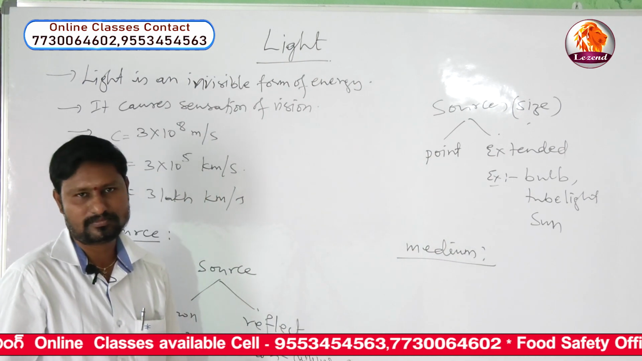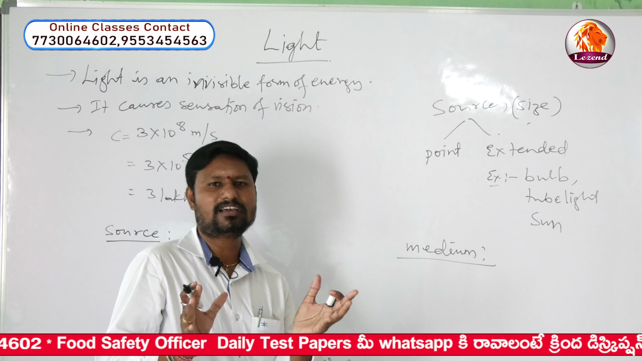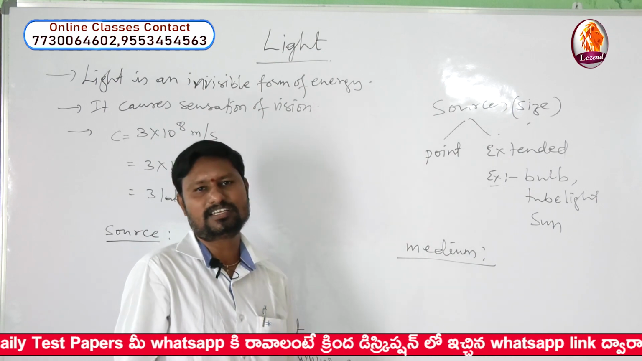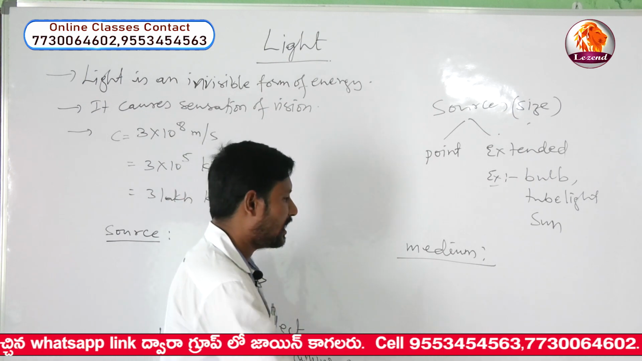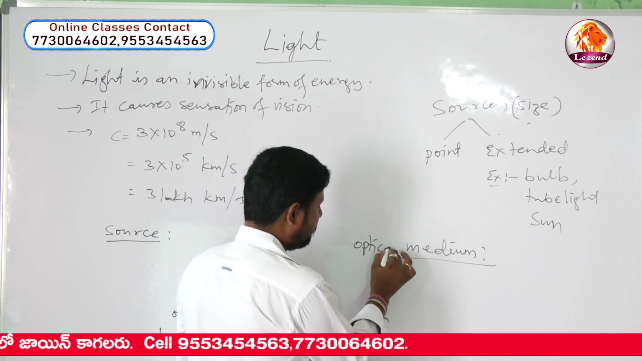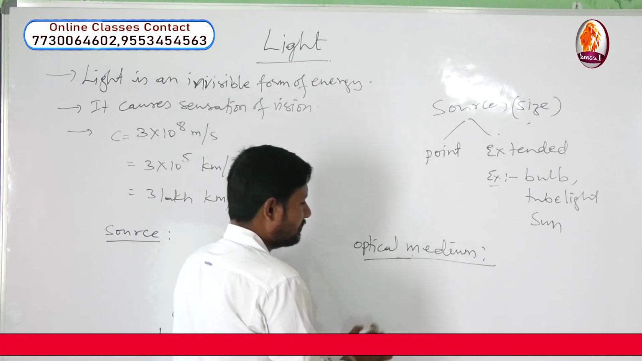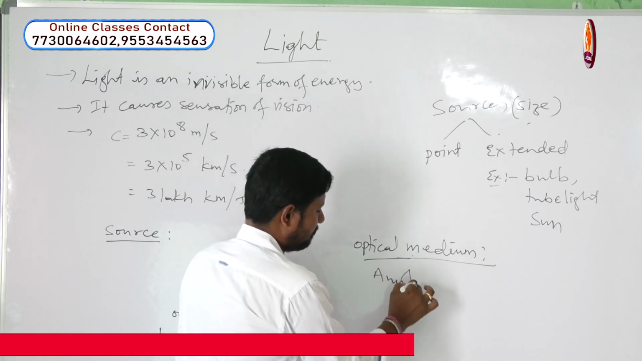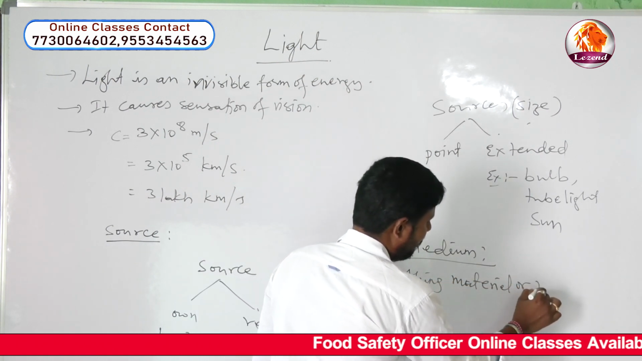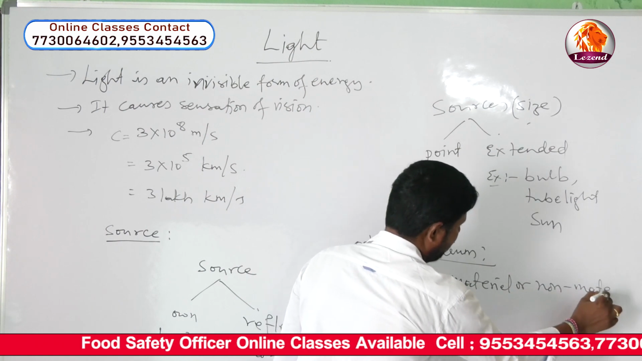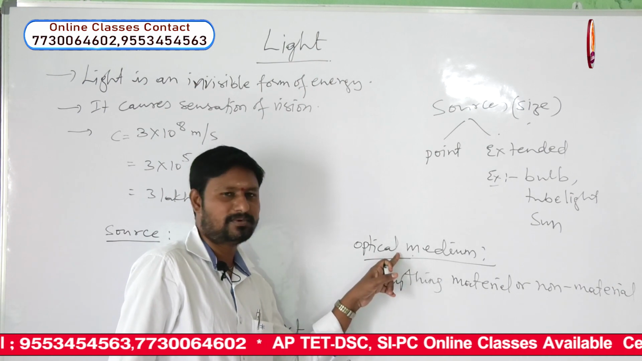What is meant by medium? Medium is any material or non-material substance which allows the light to pass through it, and it is considered a medium, or we can also say an optical medium. Anything, material or non-material substance, you can take as an optical medium.